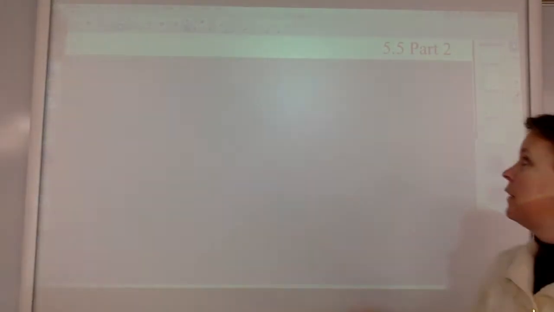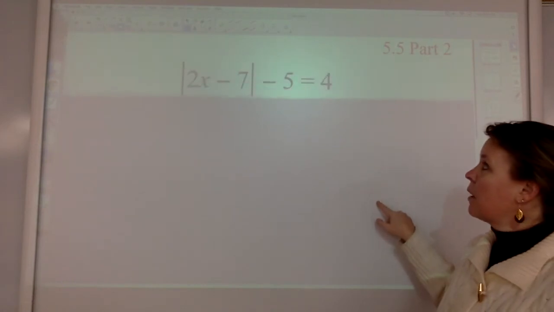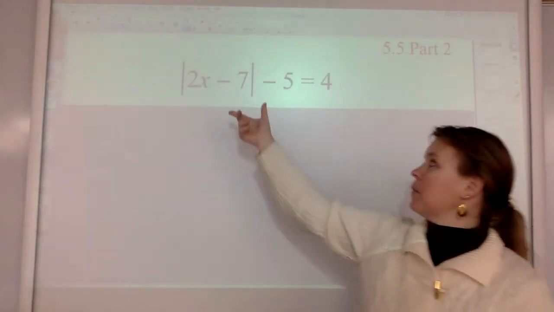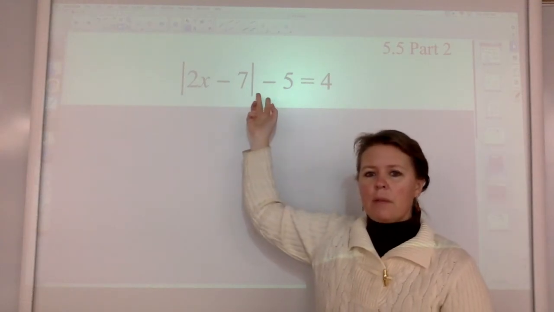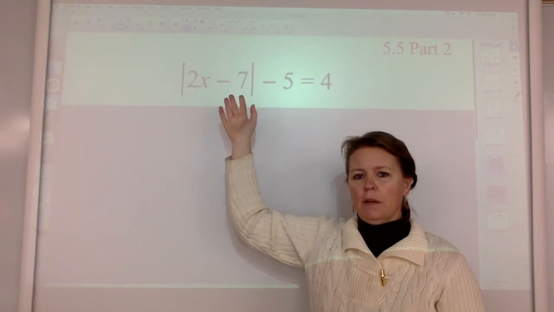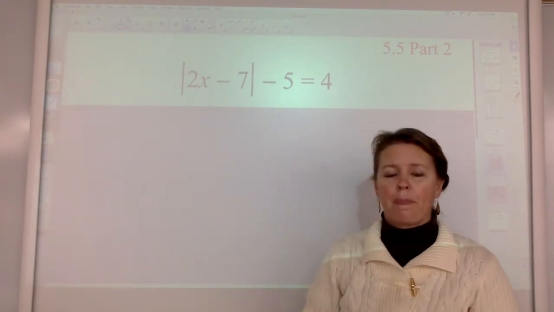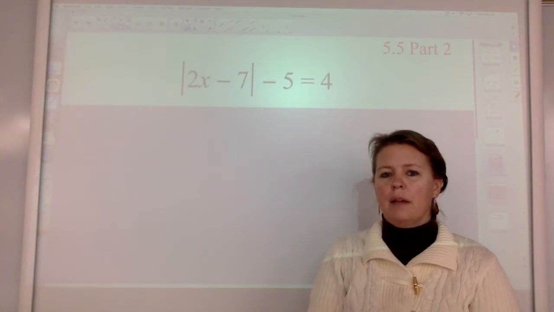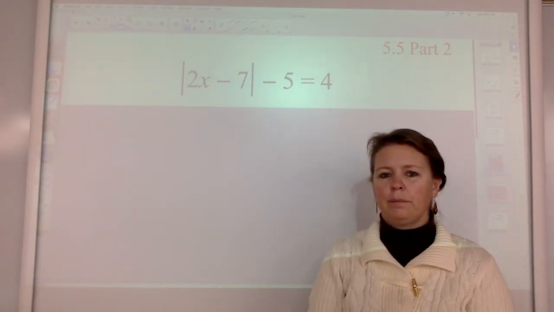All right, section 5.5, we're on part 2, or day 2, still talking about absolute values, but now our absolute values are not going to be isolated by themselves. Something is going to be added, subtracted, multiplied, or divided with the absolute value. So go ahead and set up this problem. The absolute value of 2x minus 7, minus 5 equals 4.